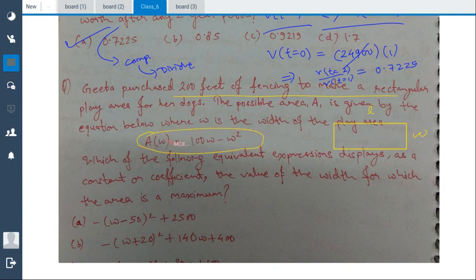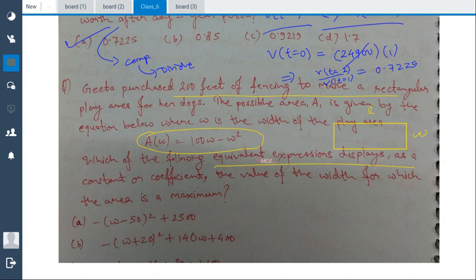Which of the following equivalent expressions displays the required value? When you are doing SAT questions, guys, if the equation is big, while you are reading the question, you have to underline the important data which is going to be useful in solving the whole question, whether you are doing SAT physics or whatever it is, so that you don't have to reread the question.